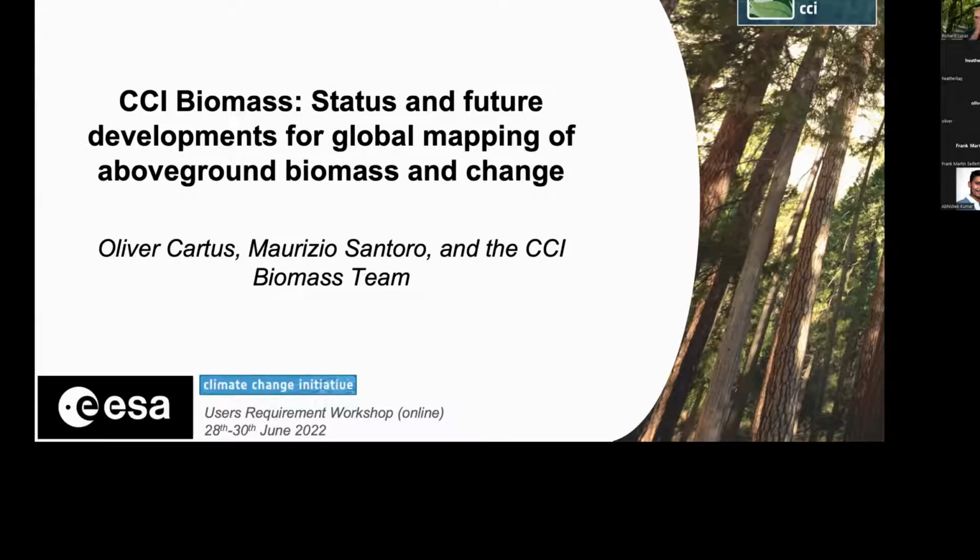So hello, my name is Oliver Cartus from Gamma Remote Sensing in Switzerland. I'm part of the CCI Biomass team, and together with my colleague Maurizio Santoro, I am responsible for producing these global above-ground biomass maps that have been released in the first 3 years of the project.